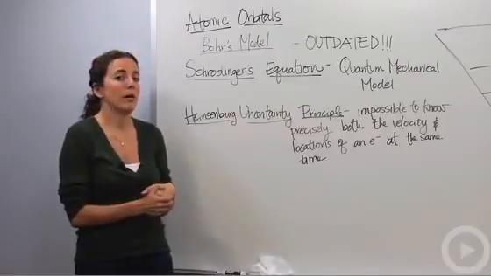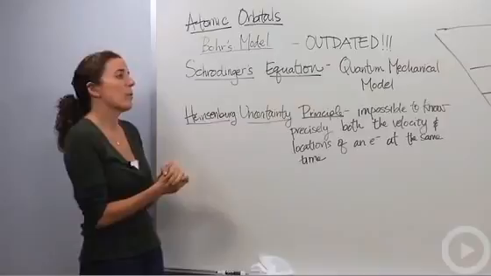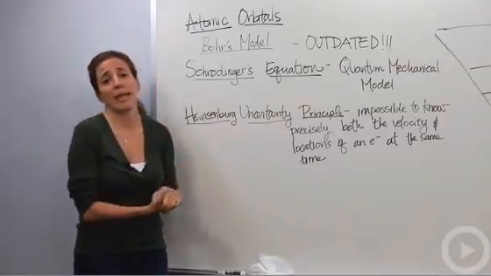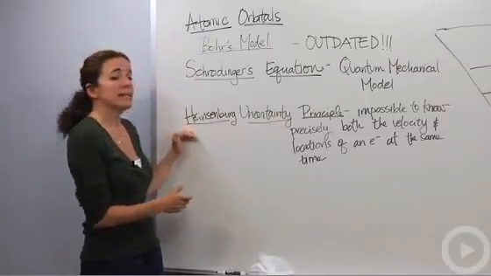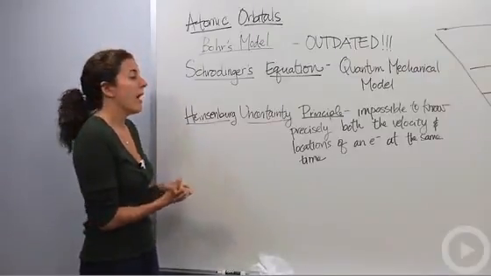But now we're getting more into chemistry, and we're going to talk about more in-depth things. So we're going to now use the more updated model, which is a quantum mechanical model. So Schrödinger, along with Heisenberg, came up with a new idea of what an atom looks like. It's the one we use today.